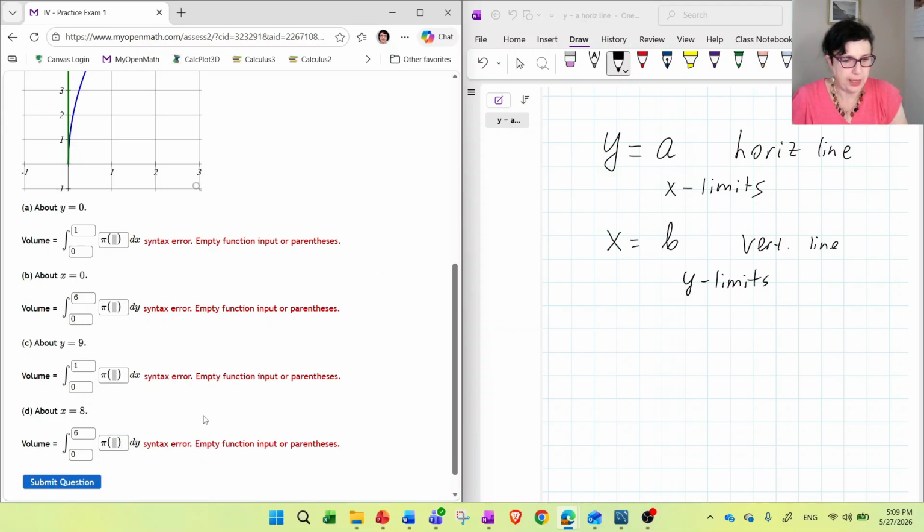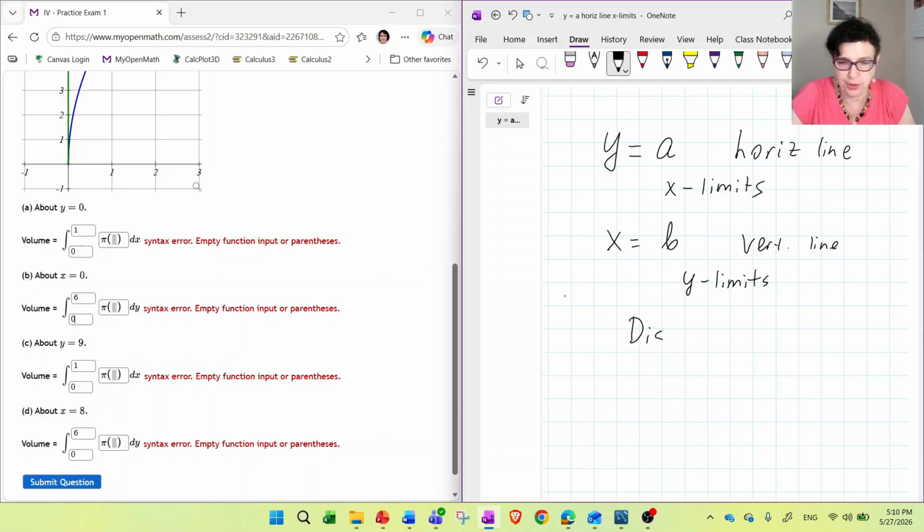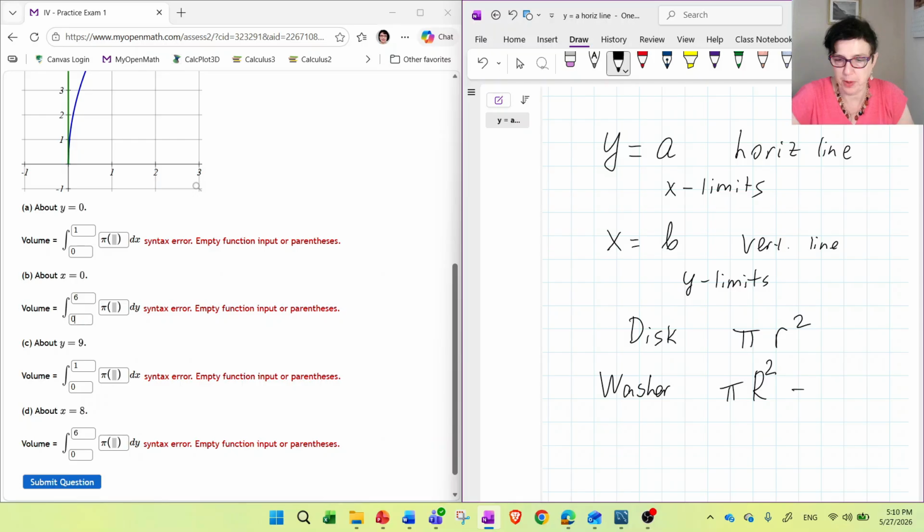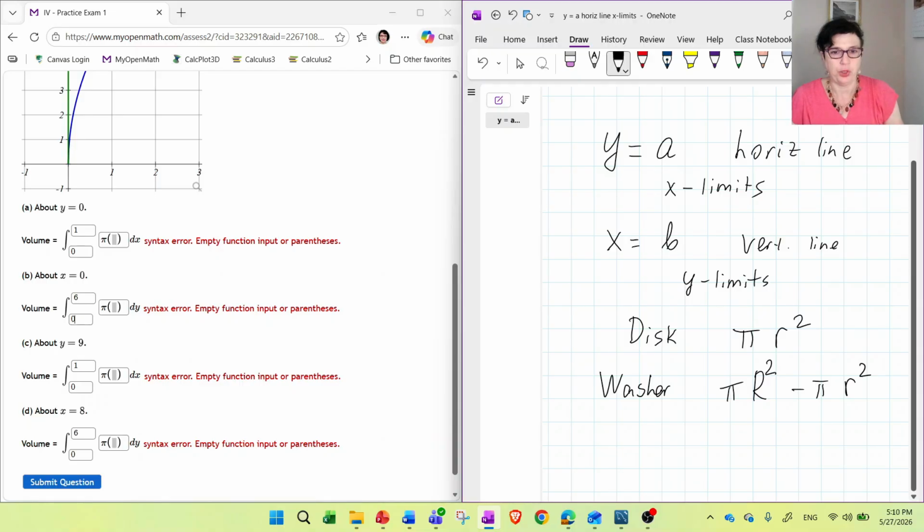Okay. Next, I want to know whether the inside here is going to be a disk or a washer. Now, if it's a disk, the formula would look like this: pi r squared, with r being substituted for whatever the radius is. If it's a washer, then you're going to get pi capital R squared minus pi lowercase r squared. Okay, so which is which? How do I know if it's a disk or a washer? That's the first thing immediately.